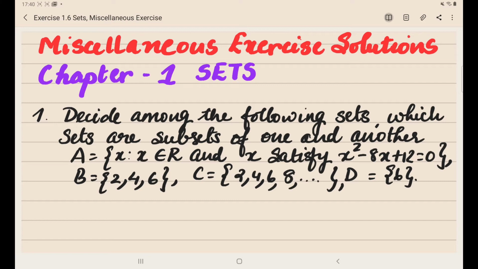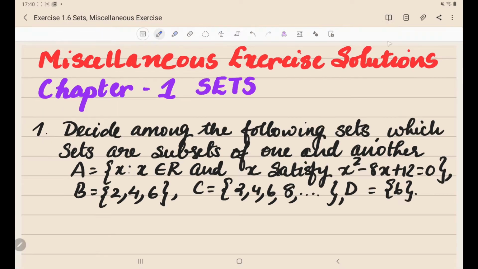Today we will discuss the solutions for the miscellaneous exercise on chapter 1, sets. In my last video, we discussed the practical problems based on intersection and operations on sets, right? So in this exercise, we'll discuss all the questions based on exercise 1.1 to exercise 1.6. So let's go directly to the questions.